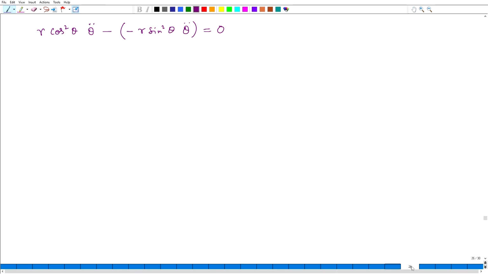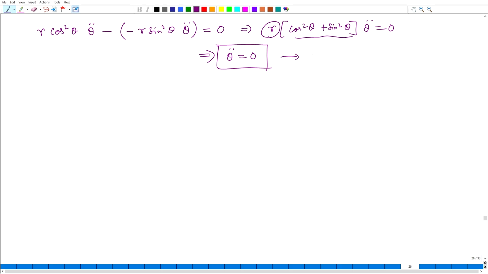And then you will actually have r times cos square theta plus sin square theta times theta double dot equal to 0, and finally, this is 1, and r is a constant which is non-zero, so you will have theta double dot equal to 0. So, you see that means that theta dot is constant. This is exactly what is expected from a pure circular orbit or pure circular motion.